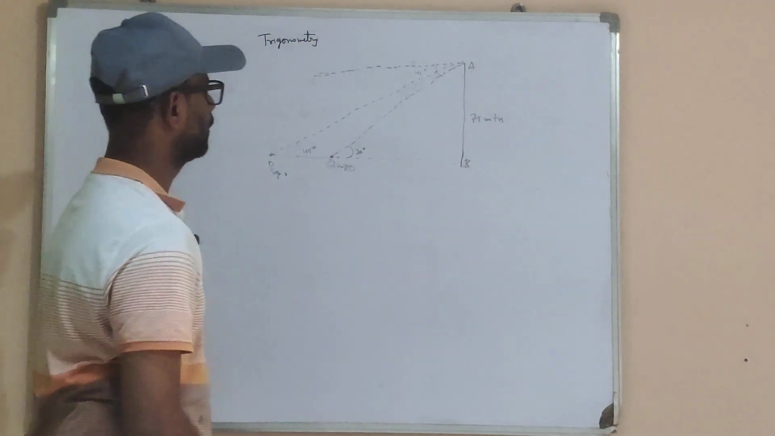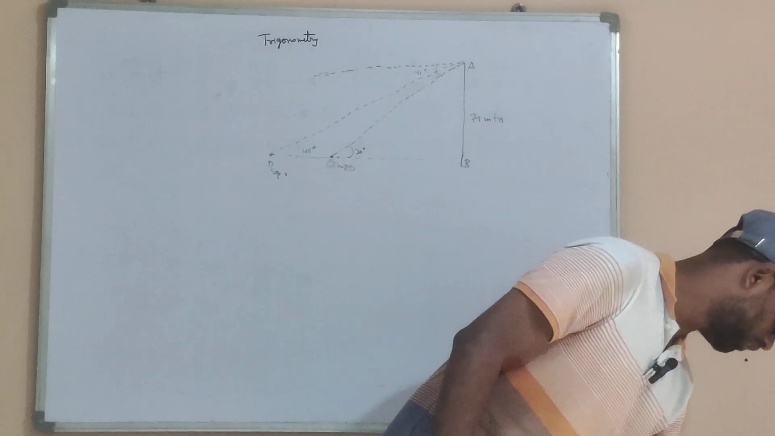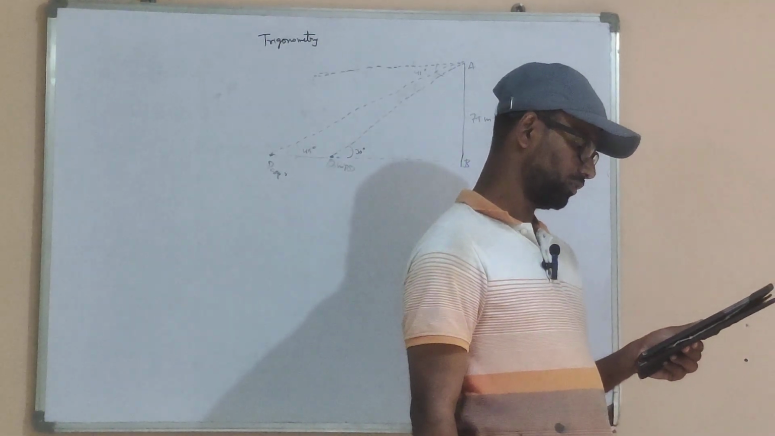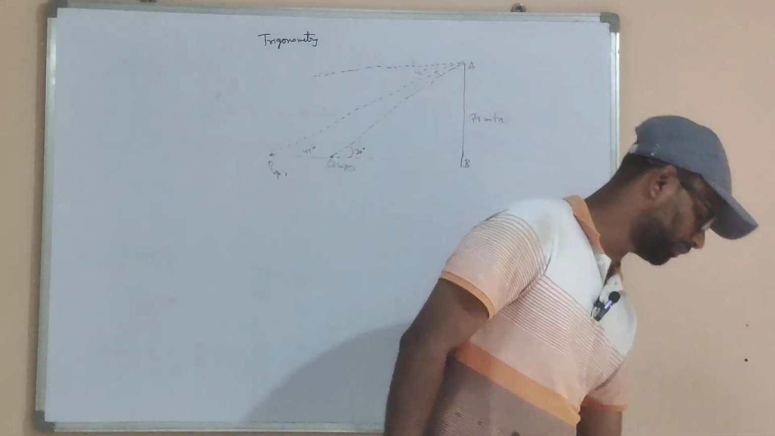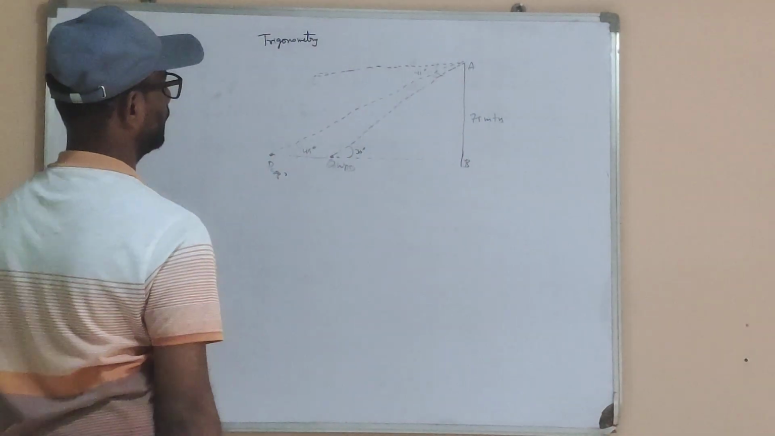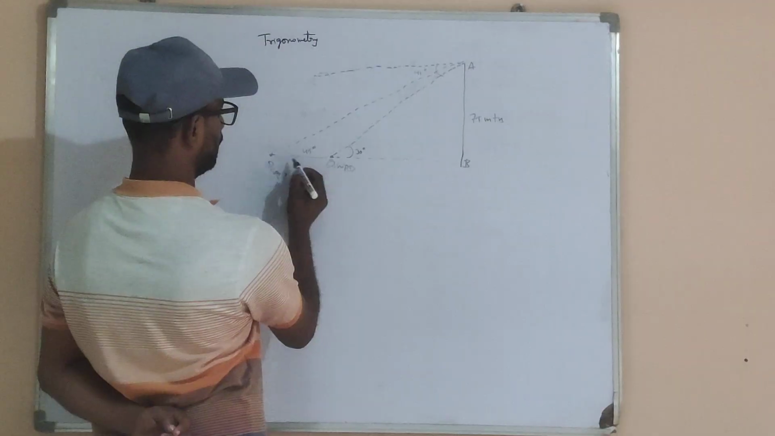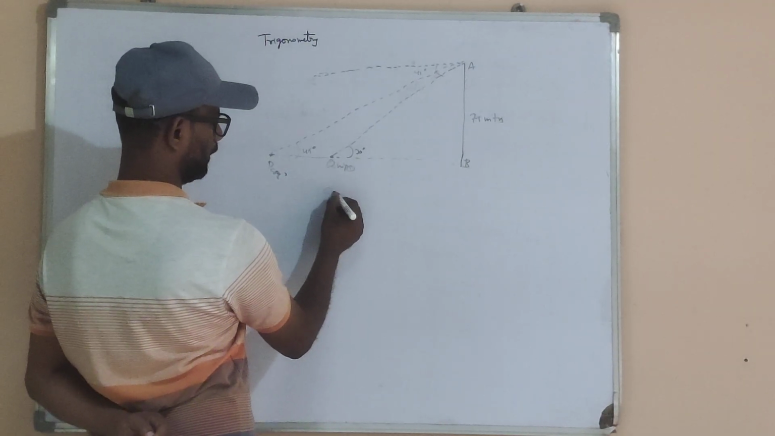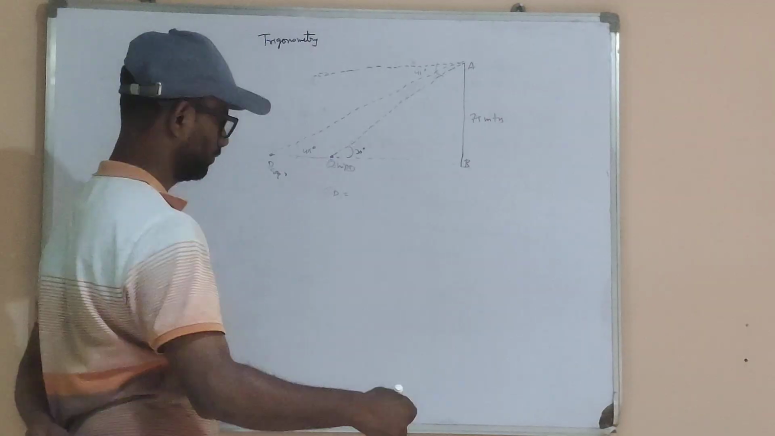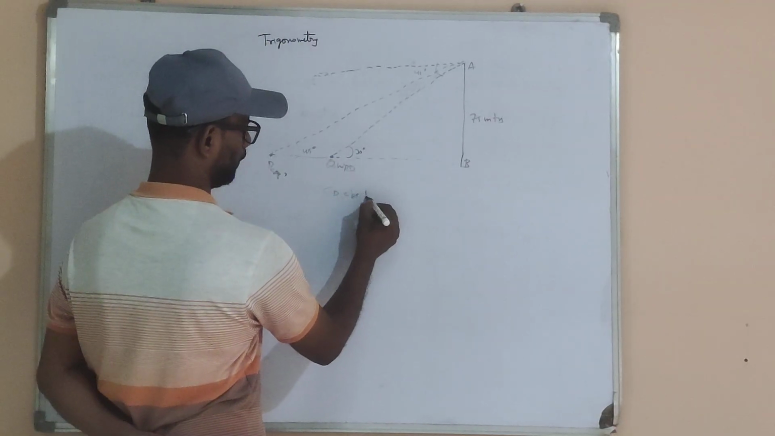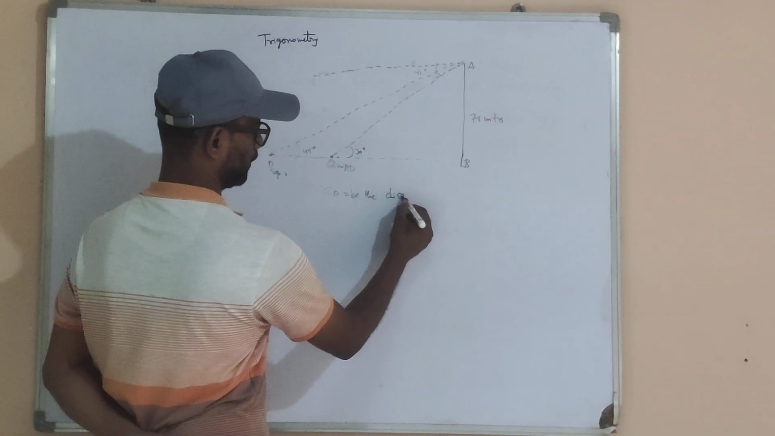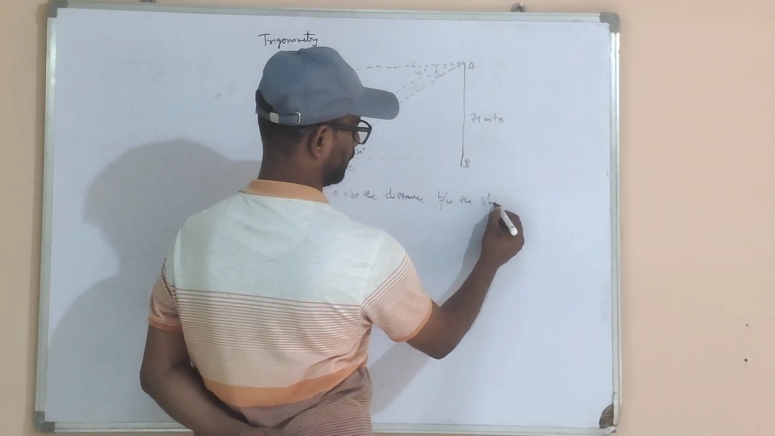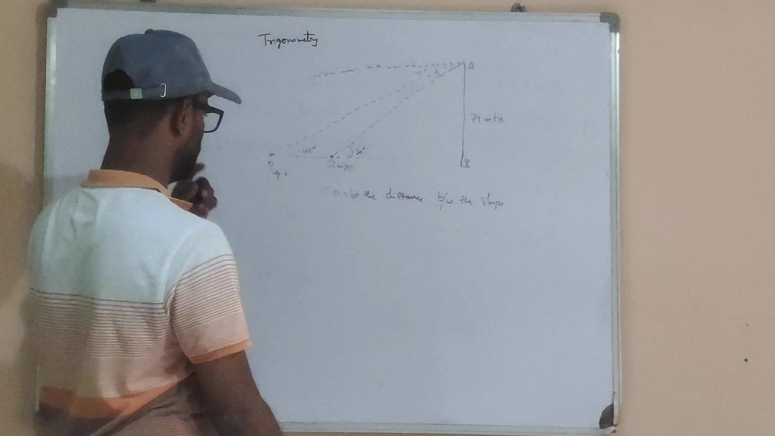Okay, now what do we have to find? We have to find the distance between the two ships. It's a very easy question. Let CD be the distance between the ships. CD is the distance between the ships.